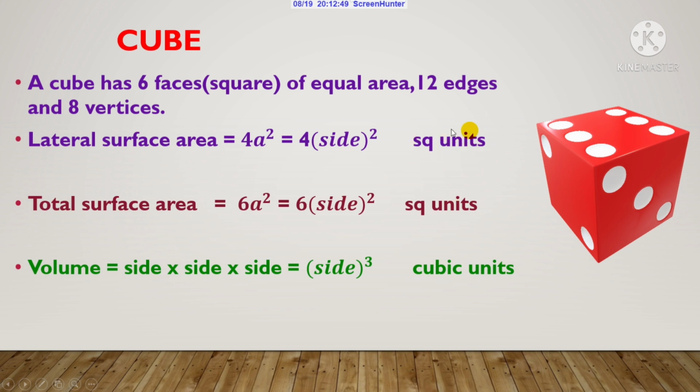You can observe these units are very important. Lateral surface area is in square units, because it's area. Volume we have to denote with cubic units.